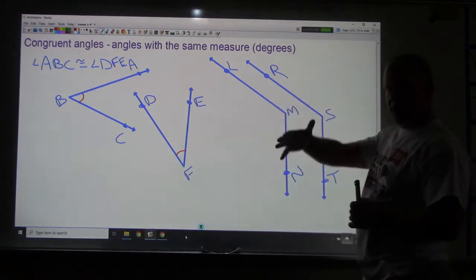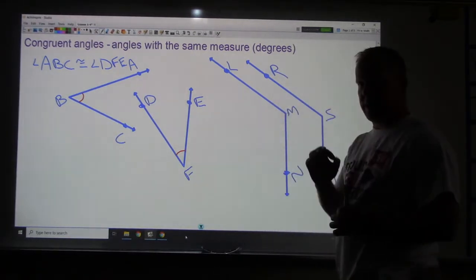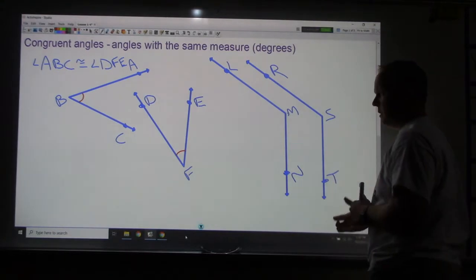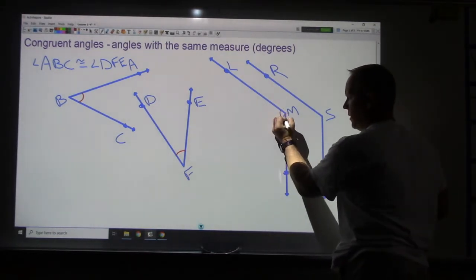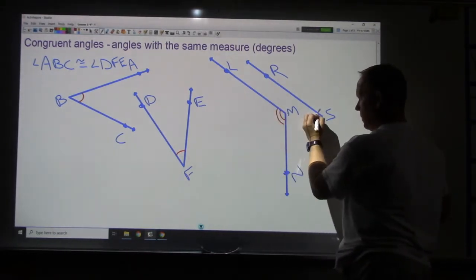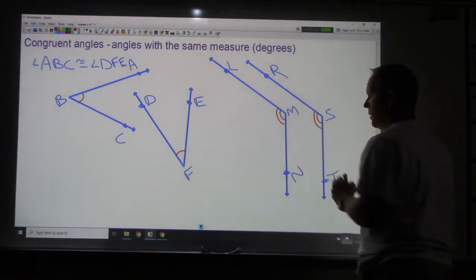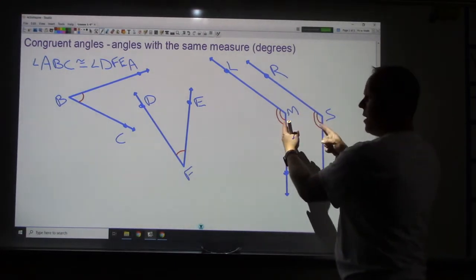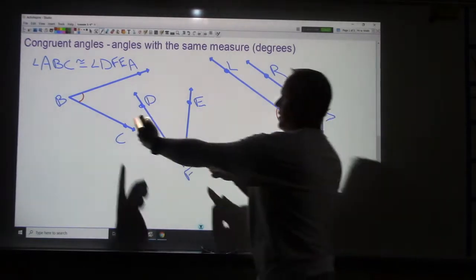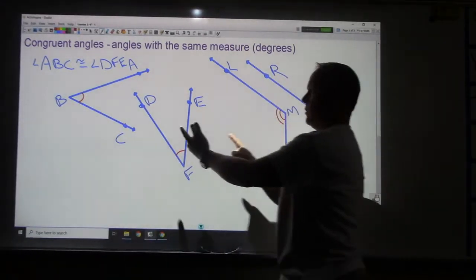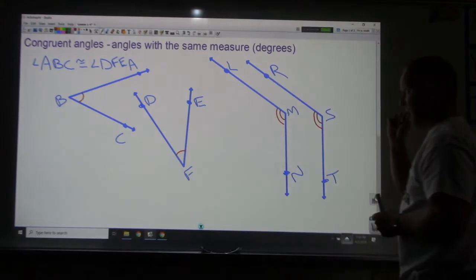If I have multiple angles in the same diagram, they'll do the same thing like they did for the tick marks for the segments. They'll do a double one here. So now that means these two angles are congruent, but yet they're not congruent to these because these ones have two, these ones have one. So that is congruent angles.